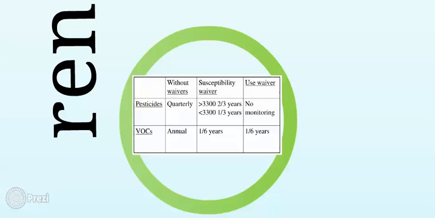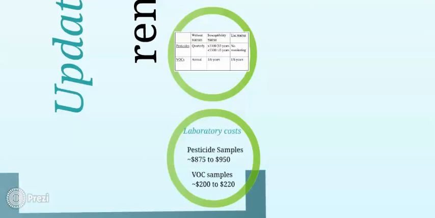As you can see, without a waiver, pesticides monitoring is required quarterly and VOCs is required annually. With the susceptibility waiver, pesticides are decreased to 2 every 3 years or 1 every 3 years, depending on population served. Or with a use waiver, the pesticides is not required. The VOC is reduced to once every 6 years with both susceptibility and use waivers. With lab costs, making sure to keep your monitoring waivers can be very important.